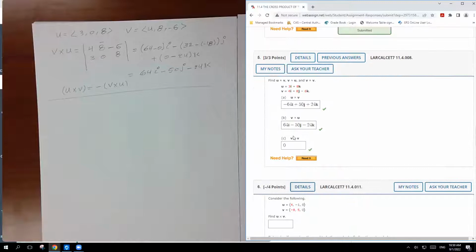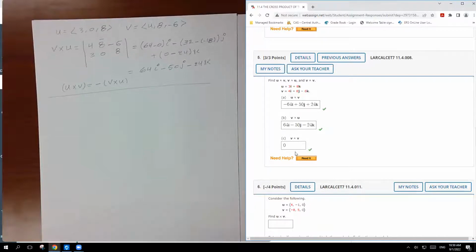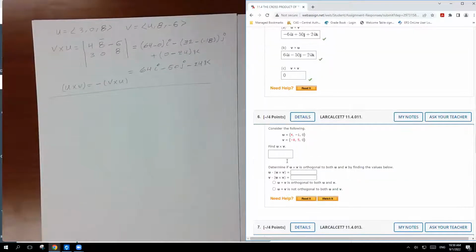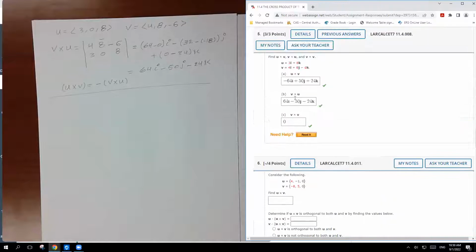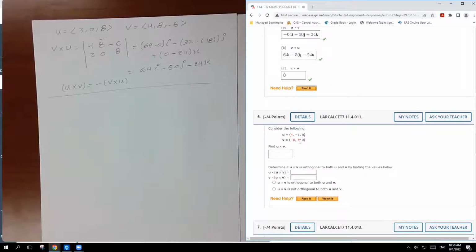Yes. And the vector cross product between a vector and itself is always going to be 0. You're going to do exactly the same thing here, but the difference with this one is the form. This is the component form. Find u cross v. Now, determine if u cross v is orthogonal to both u and v. That means we need to find the dot product. Let's do this example.